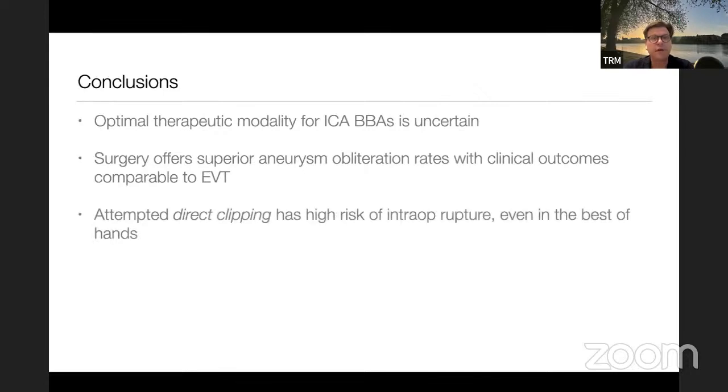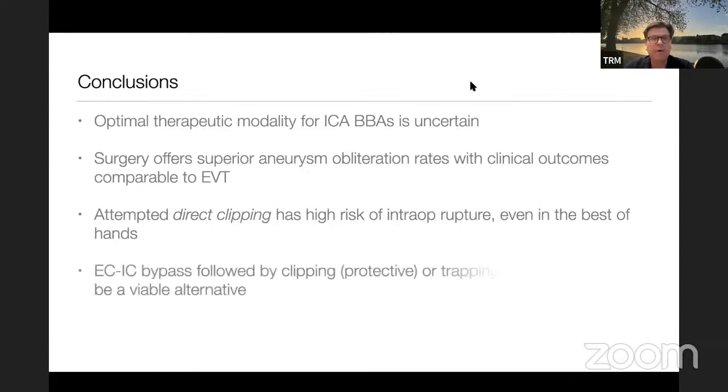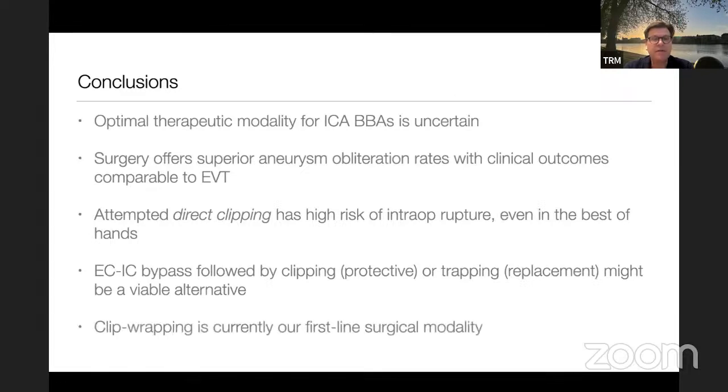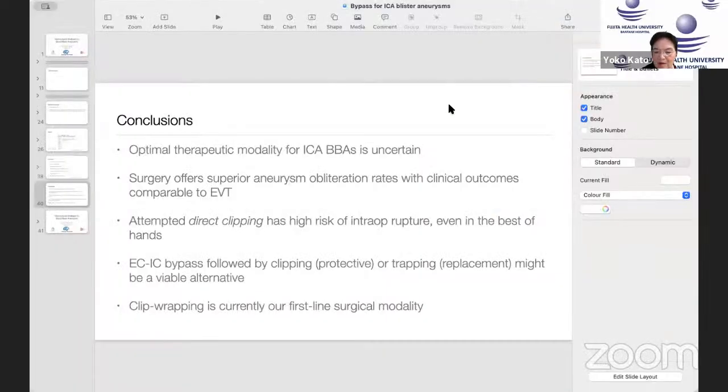And surgery offers superior obliteration rates than endovascular. I advise against attempted direct clipping without protective bypass. And the bypass ECIC is a viable alternative, but as I mentioned, clip wrapping is currently our first-line surgical modality. Thank you. Thank you so much, Torstein.